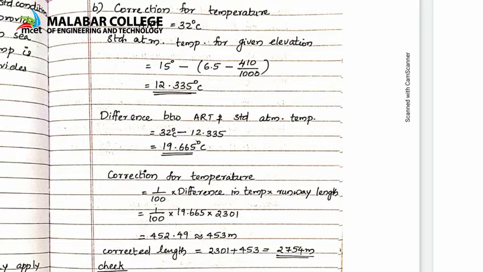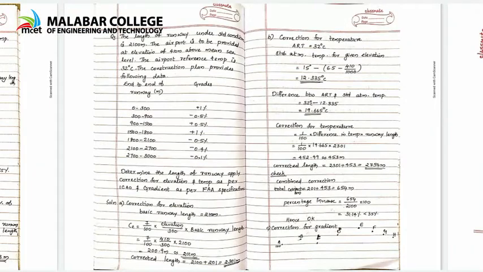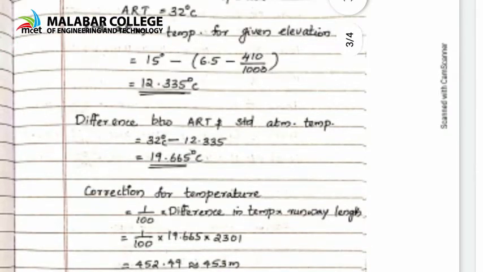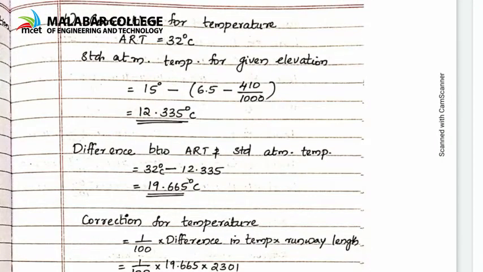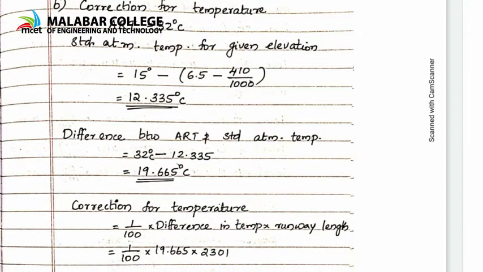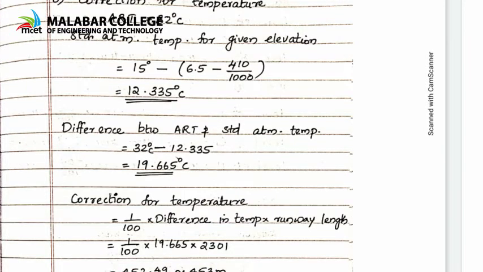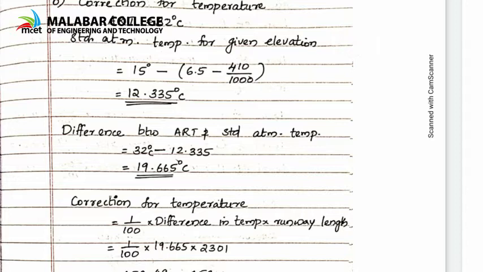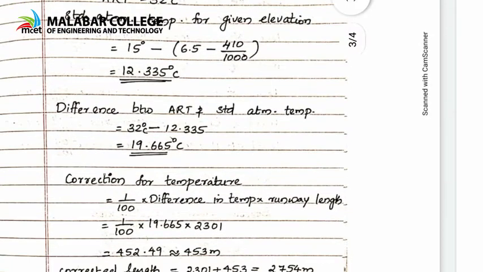The next correction is correction for temperature. We know that the airport reference temperature is equal to 32 degrees Celsius. Then we have to find out the standard atmospheric temperature for the given elevation, that is equal to 15 degrees minus 6.5 into elevation by 1000. That is the equation, and then substituting the values, the elevation as 410 meter, we get 12.335 degrees Celsius. Then finding the difference between airport reference temperature and standard atmospheric temperature, that is equal to 32 degrees Celsius minus 12.335 degrees Celsius, that is equal to 19.665 degrees Celsius.